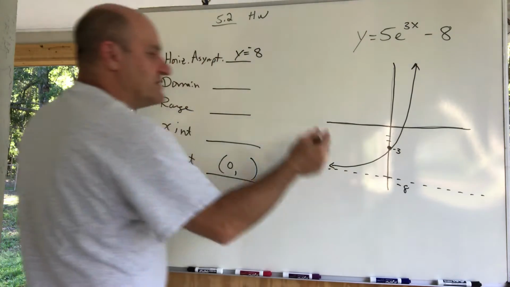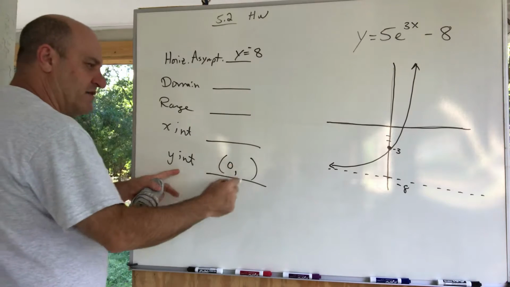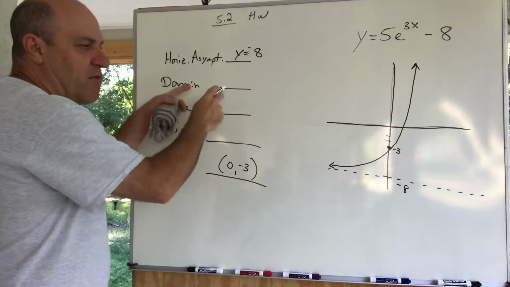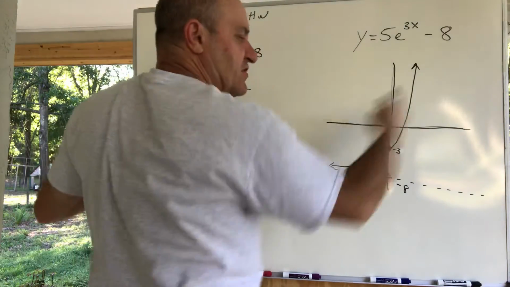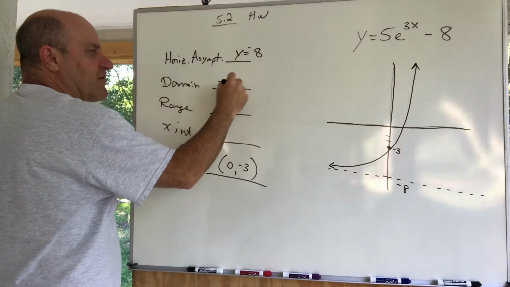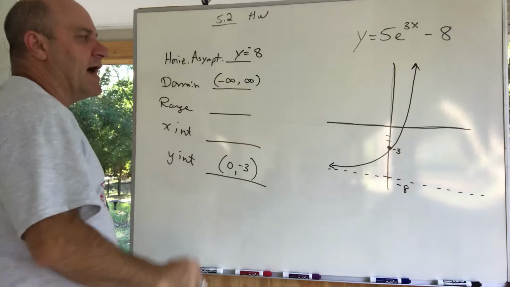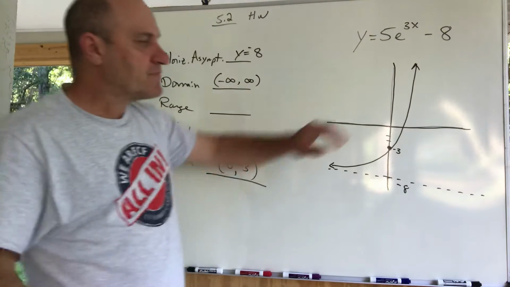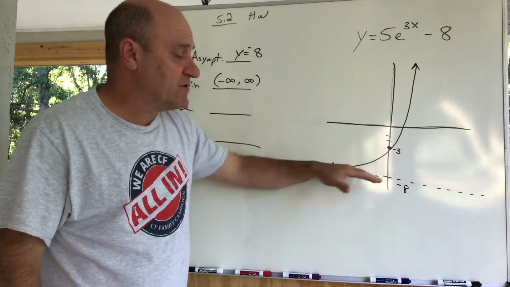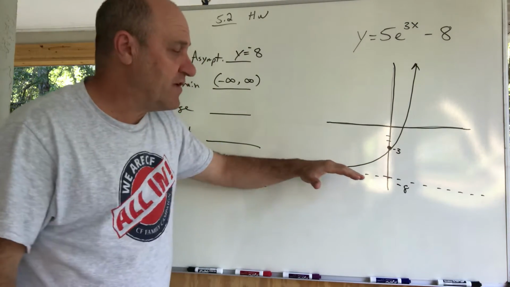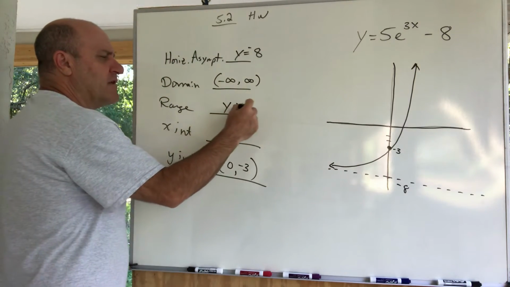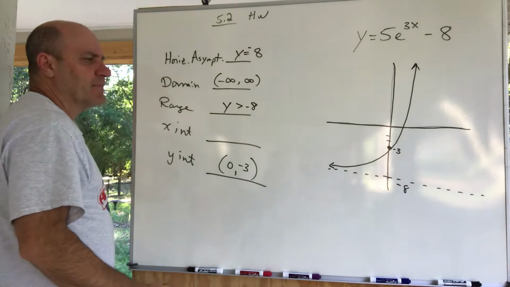Good. There are a few details we should fill in. The y-intercept was negative 3. I can work on that x-intercept. Let's do the domain and range. The domain's real easy. This exponential function spreads out over all x's, so the domain is all real numbers, negative infinity to infinity. And the range is everything above this asymptote. It never touches this asymptote. So it's all y values greater than -8. All right, good.